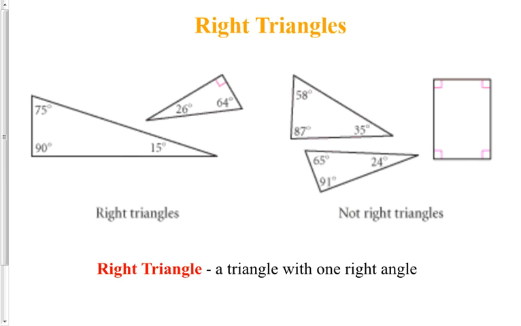So we start out by defining right triangles. On the left, some examples of a right triangle. On the right, not right triangles. By looking and comparing these, we can see that the definition of a right triangle is a triangle with one right angle.